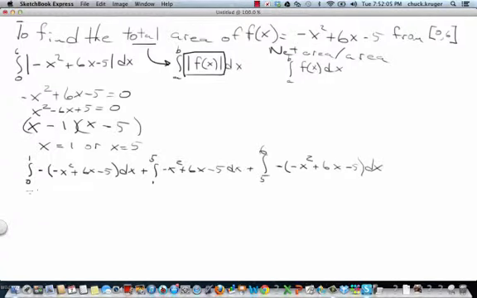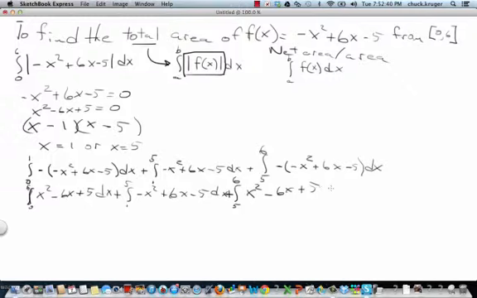And when I distribute, I'm going to get the integral from 0 to 1 of x squared minus 6x plus 5 dx, plus the integral from 1 to 5 of negative x squared plus 6x minus 5 dx, and distribute right here, the integral from 5 to 6 of x squared minus 6x plus 5 dx.